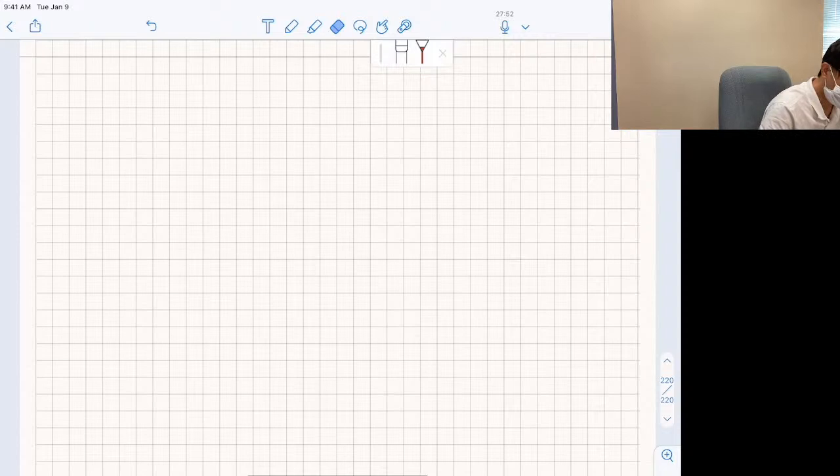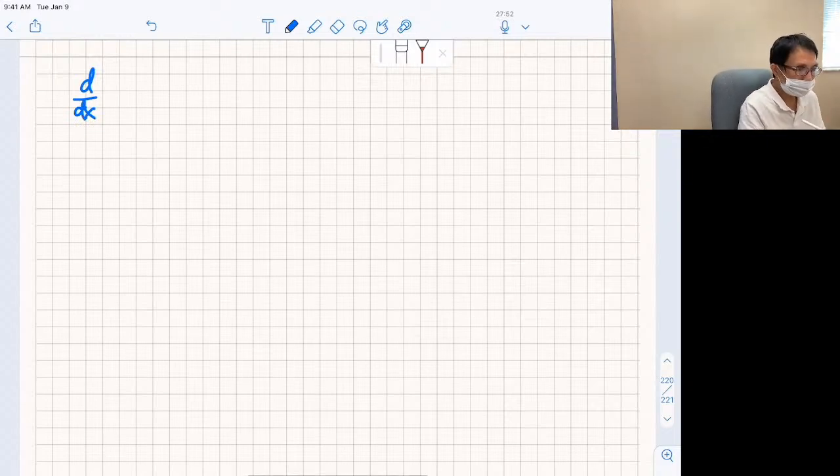You guys know what a derivative means, right? What does derivative mean? Finding the slope, right? Finding a slope. So what's the derivative of a number, like a constant c?